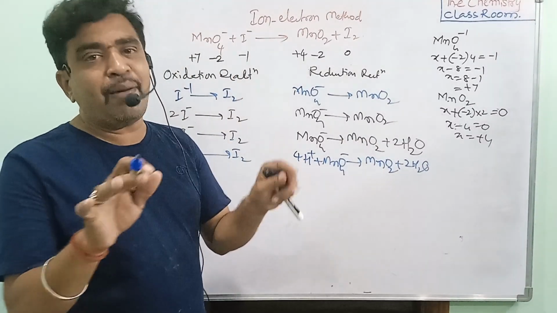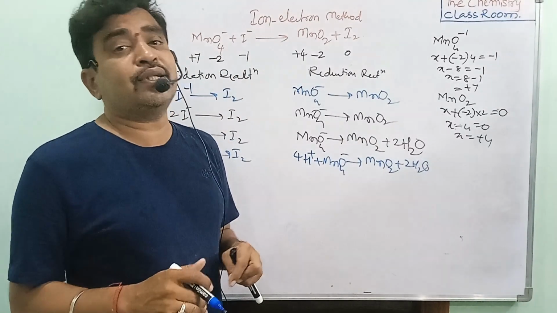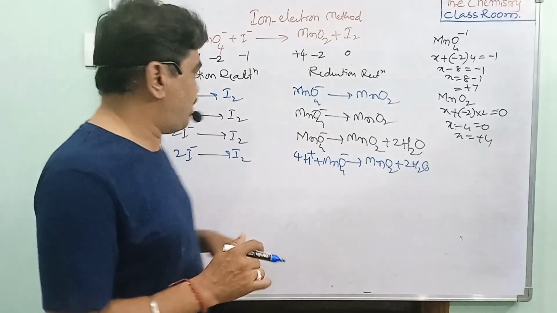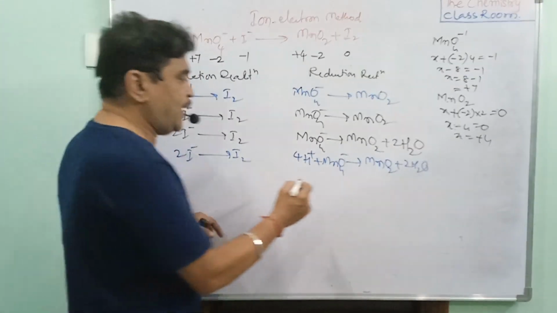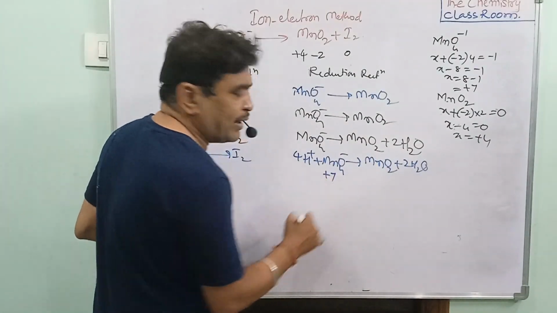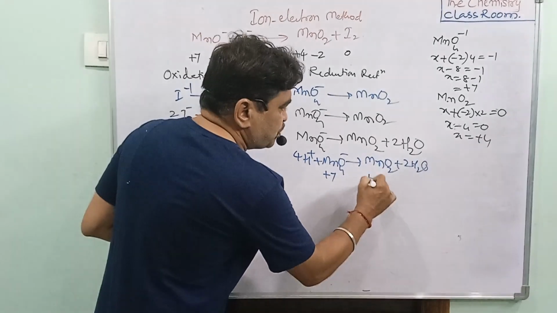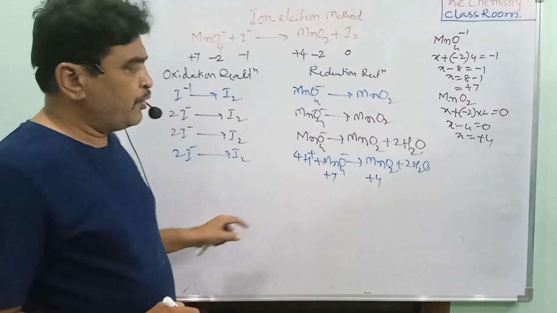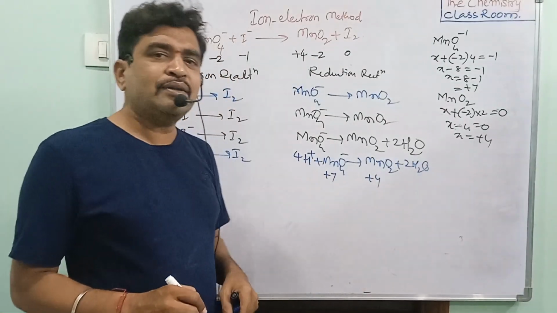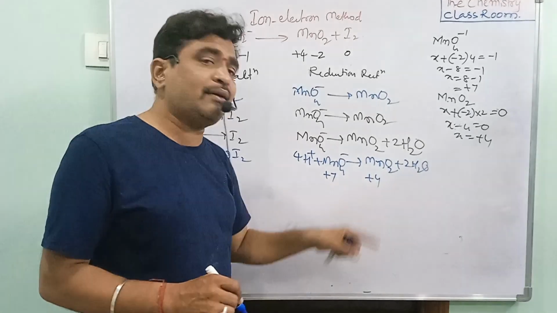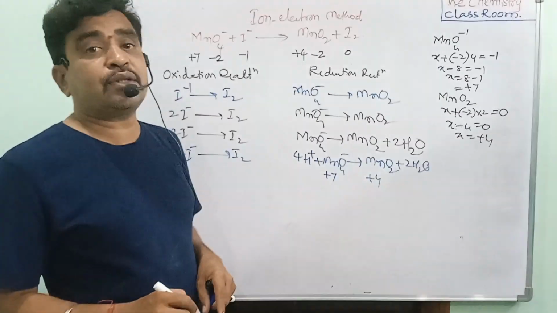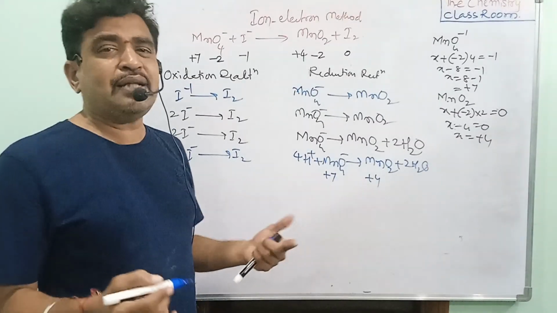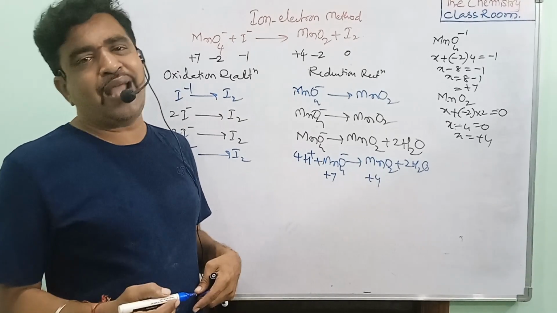The atoms are balanced, but the charges are not balanced. Why? Because on this side the manganese is +7, and on this side the manganese is +4. You are not balancing the charges. The charges are not equal. When the charges are equal, that means the reaction is a balanced reaction.